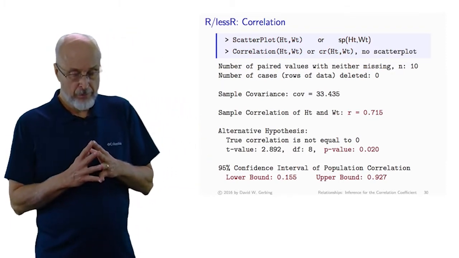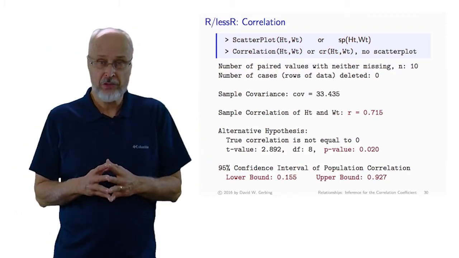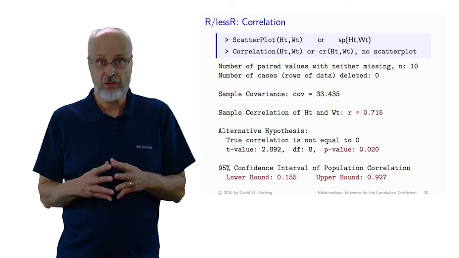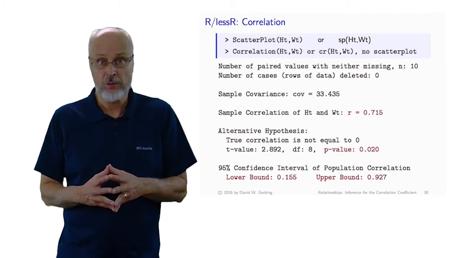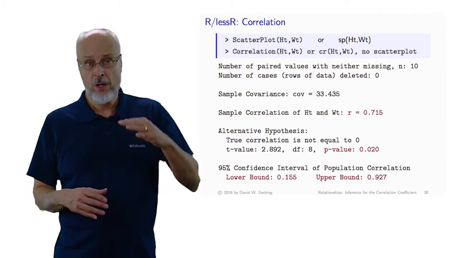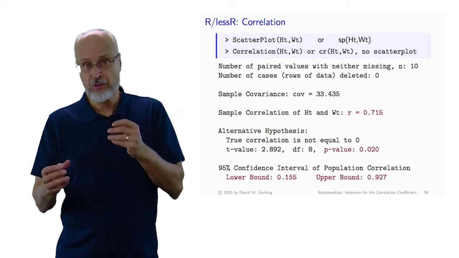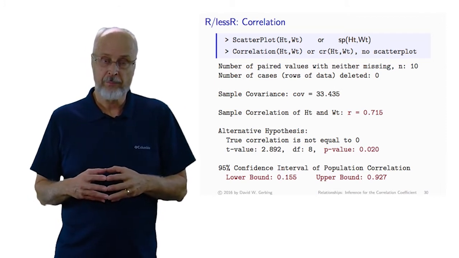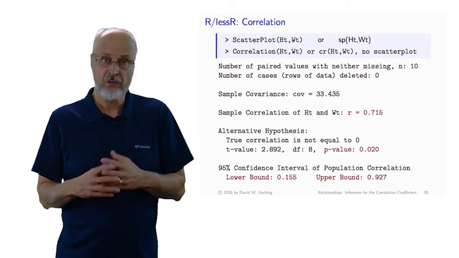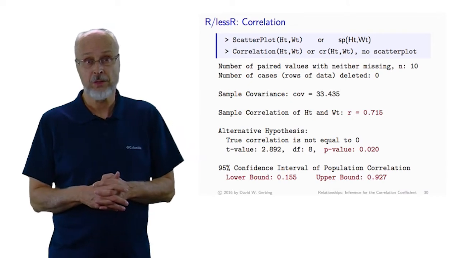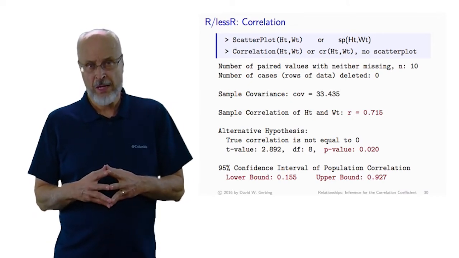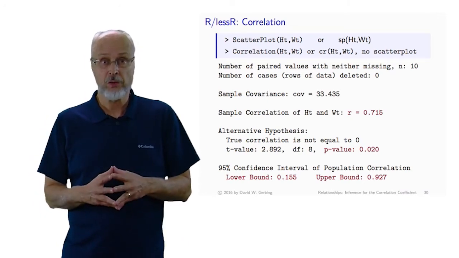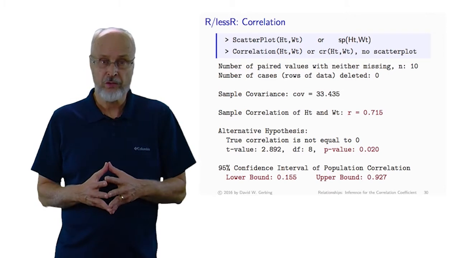And here then we get the information of how many values are missing. In this case, there are 10 values, nothing's missing, so there are no rows of data deleted. If any value is missing for either of the two variables, that row of data is necessarily deleted because you need both values to calculate the correlation coefficient. We have something called the sample covariance, which we don't need to worry about right now. Then we also have the primary correlation coefficient, which here is 0.715.